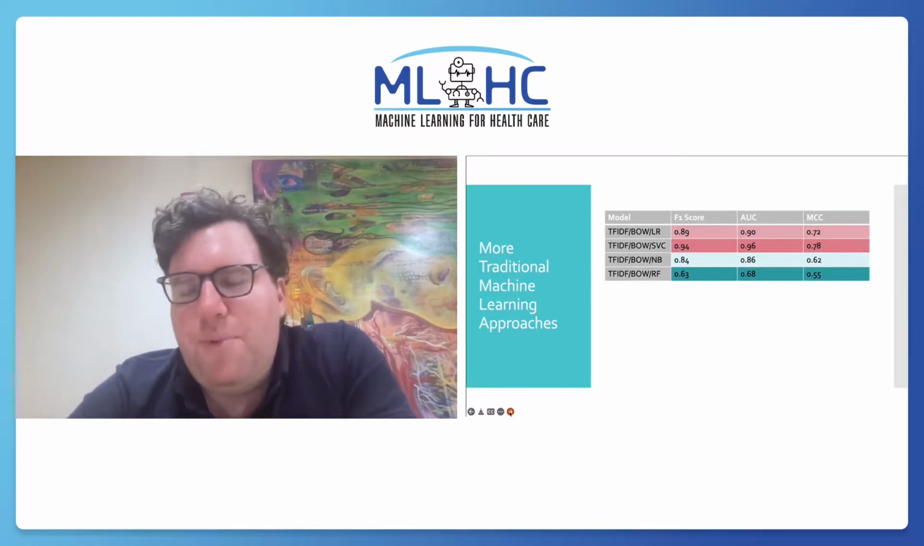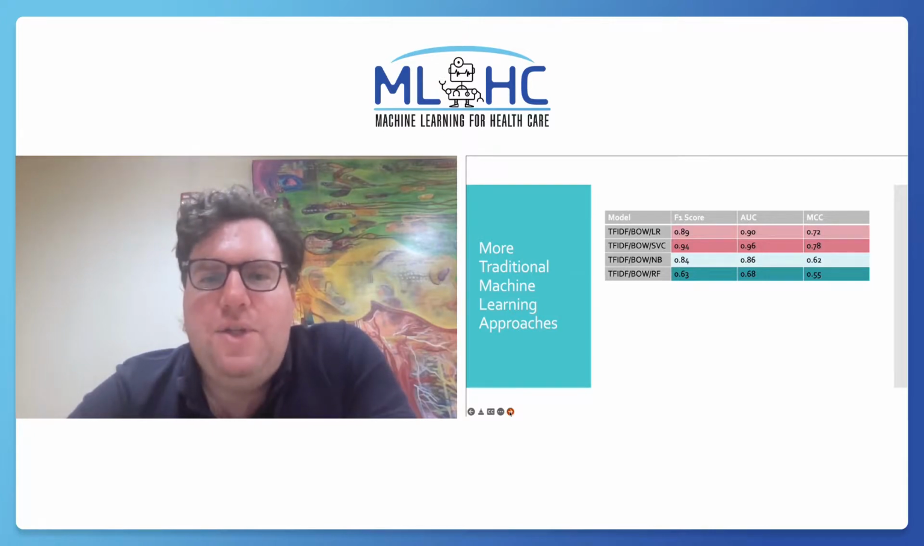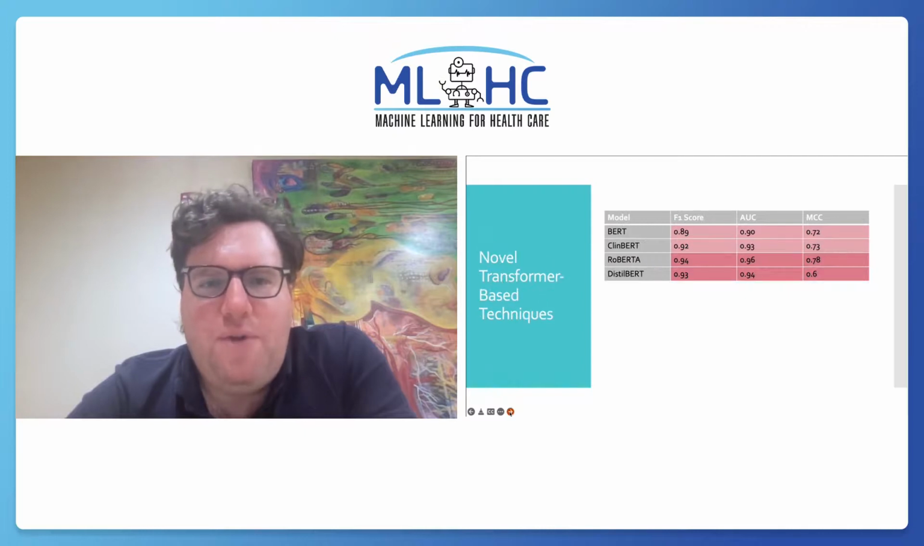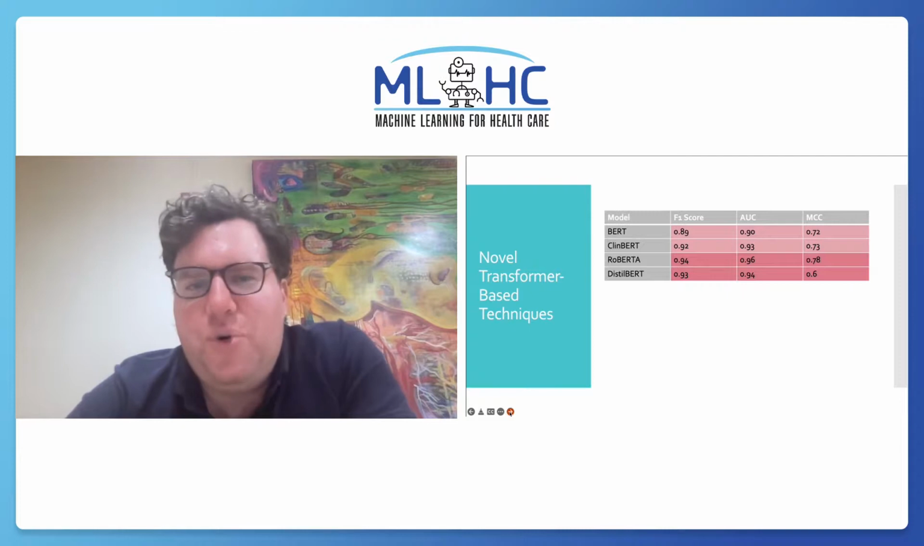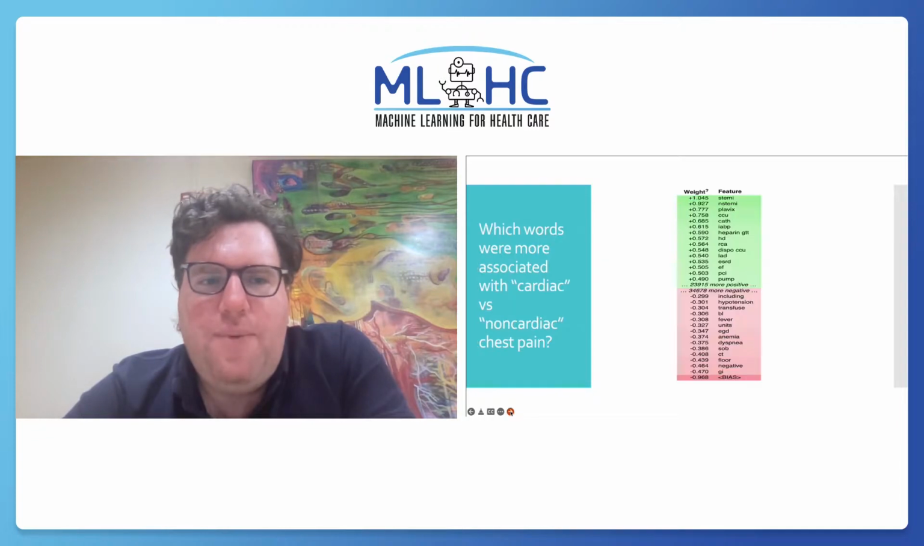And these are some of the performance values that we got. In general, the top two rows, you could see LR and SVC seem to perform decently well. Looking at the more novel transformer-based techniques, you can see kind of across the board, these are performing quite well, with F1 scores and AUCs in the low to mid 90s.